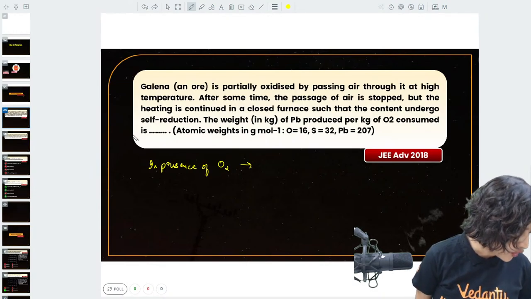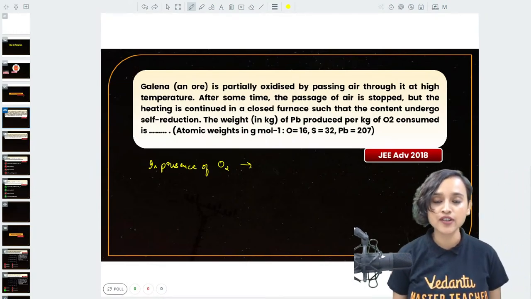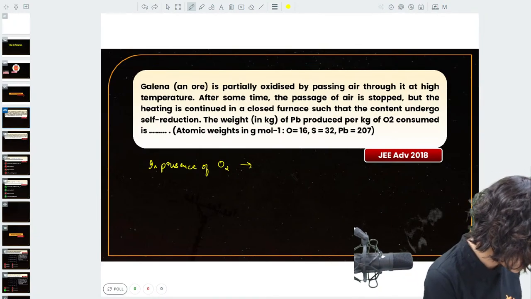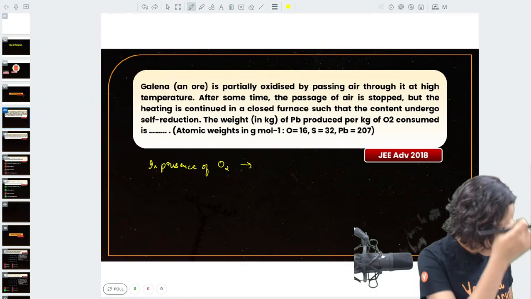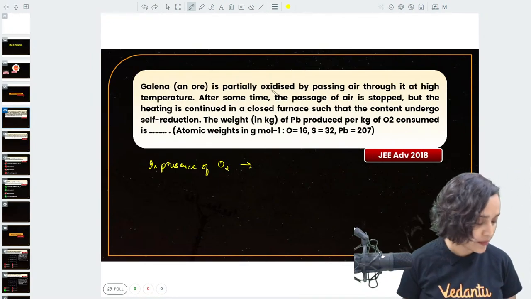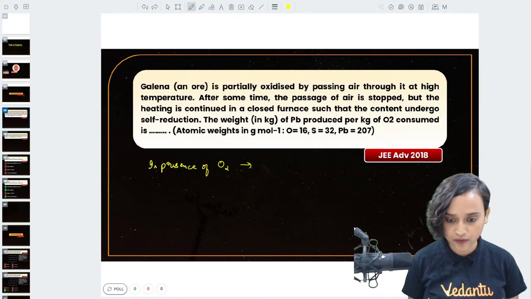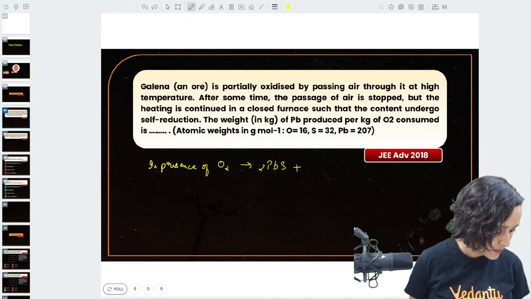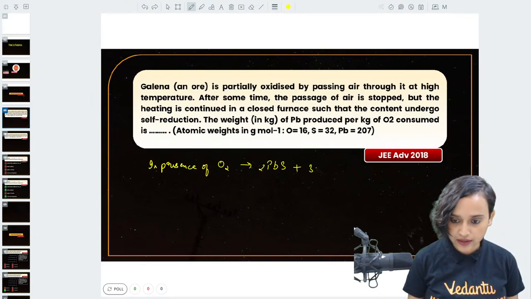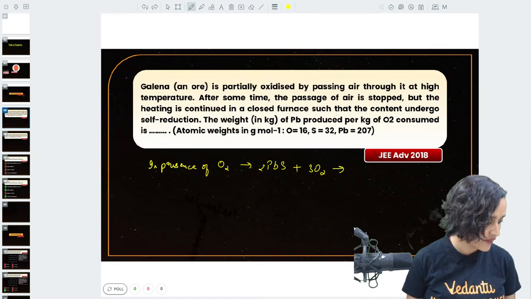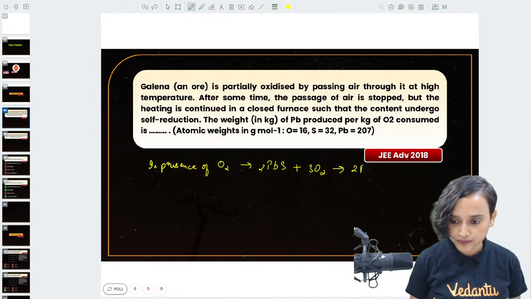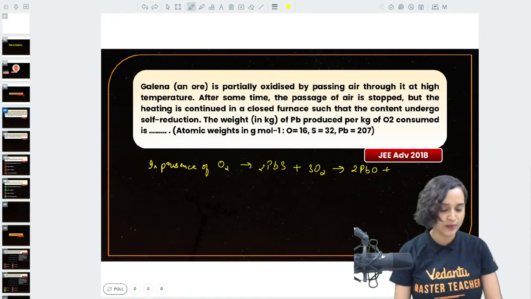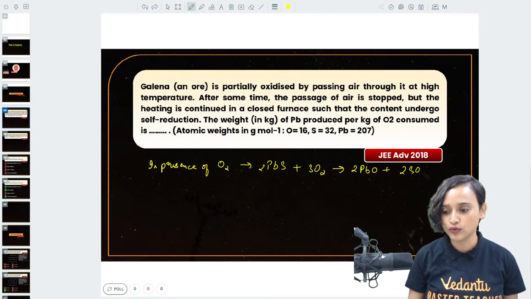Alright guys, so presence of oxygen. Can somebody tell me, what will be the reaction? Nobody is telling. Shankar, focus on chemistry right now. Achha, very good. Okay, let's write it down. The answer would be 2PbS plus 3O2 will give us 2PbO plus 2SO2, right?